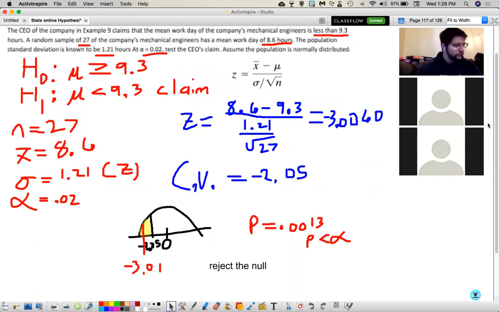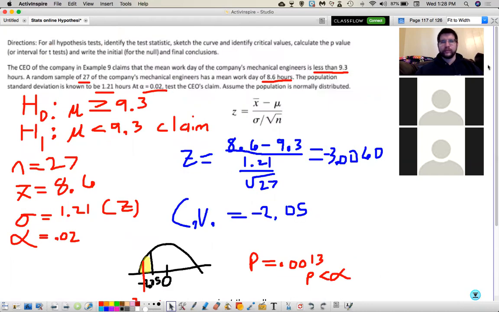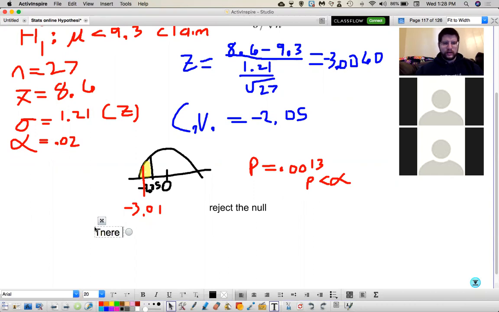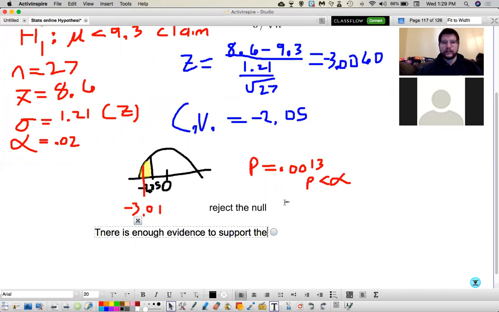Oh, we lost somebody. Oh well. So the last thing is to write the final conclusion. So anybody trying to come in? Yep. So we rejected the null. The claim is in the alternative. So there is enough evidence to support the, oh, I got a question. Audio is not working. Oh wait, who's got a question? I'll be right back. I have to meet with my advisor at 1:30. Okay. Okay, see you when I see you.